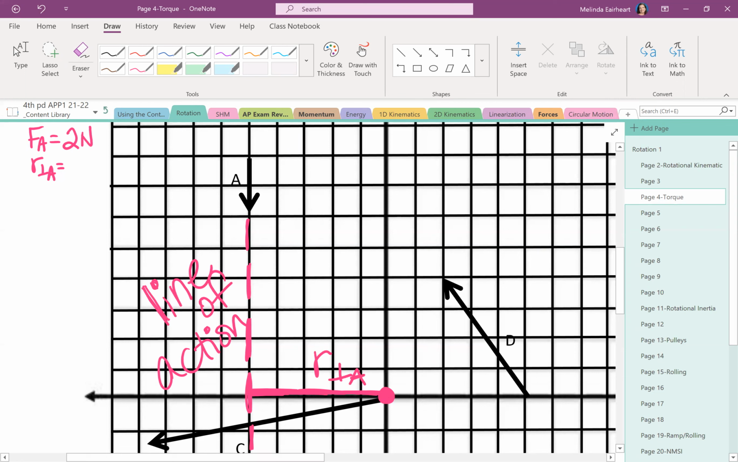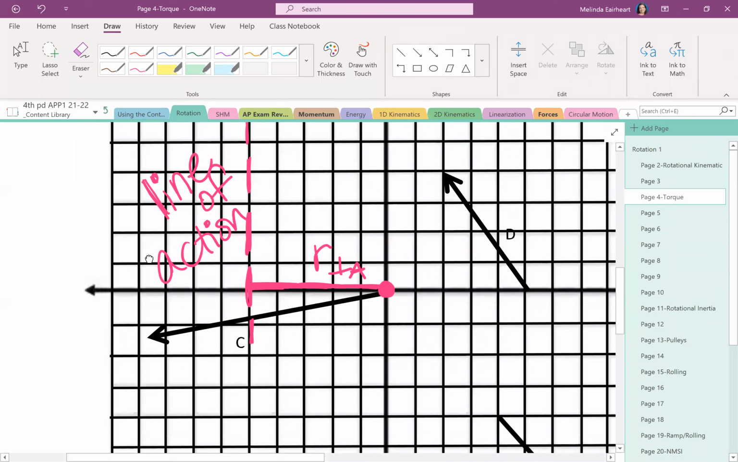Count the boxes, and being horizontal is nice. 1, 2, 3, 4, 5. So the lever arm for vector A is 5 meters. Well, it's to the left of the origin. Do I need a negative? No, lever arm is just a distance. Okay, we'll do direction of torque later. Everybody good on A?